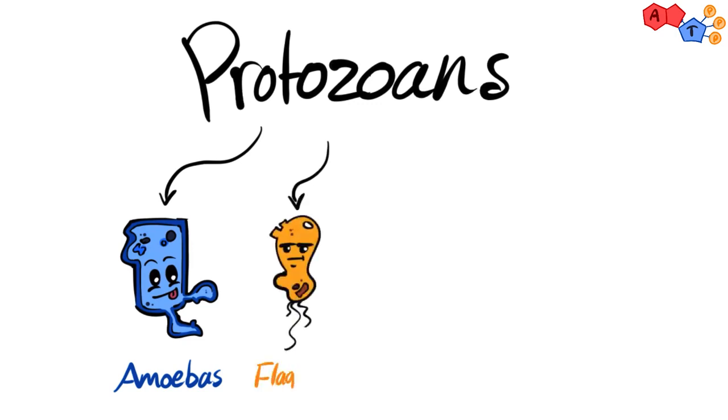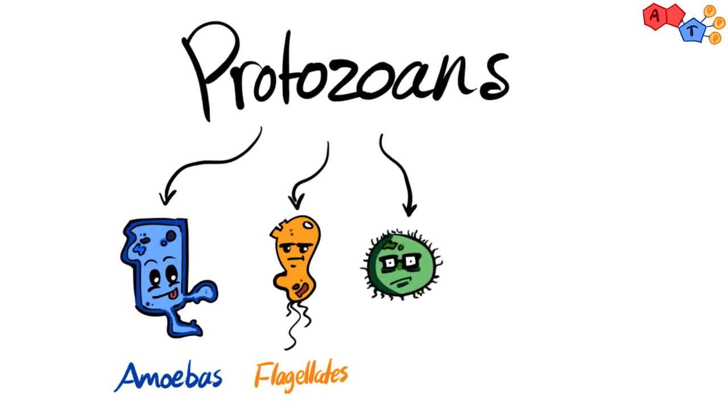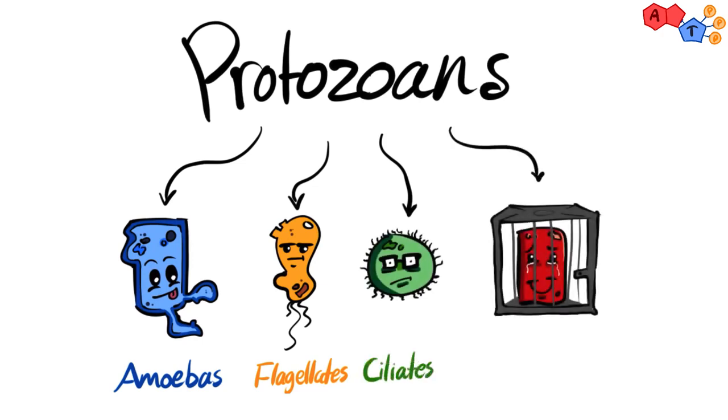And then we have flagellates, and they are parasites with two or more flagella. And then we have the ciliates, which are parasites with cilia. And then we have the sporozoa, which are non-motile, and therefore they are obligate intracellular parasites because they can't move. Now we're going to discuss the important medical protozoa of each type.